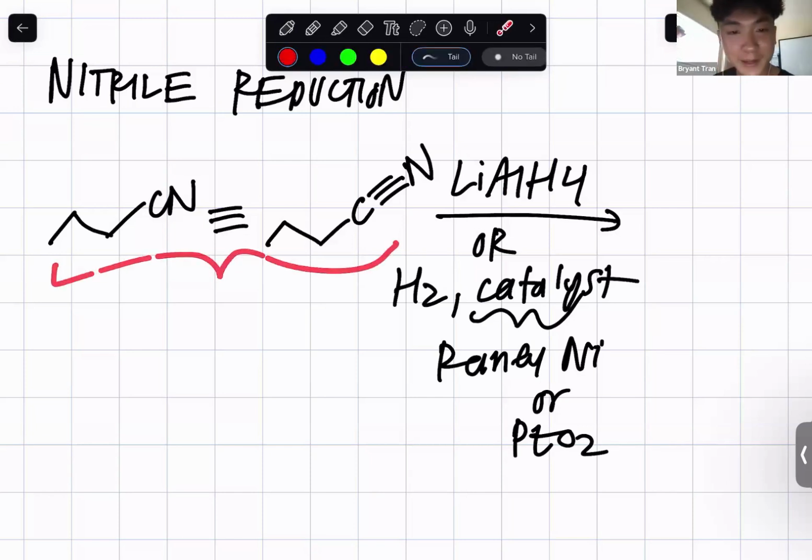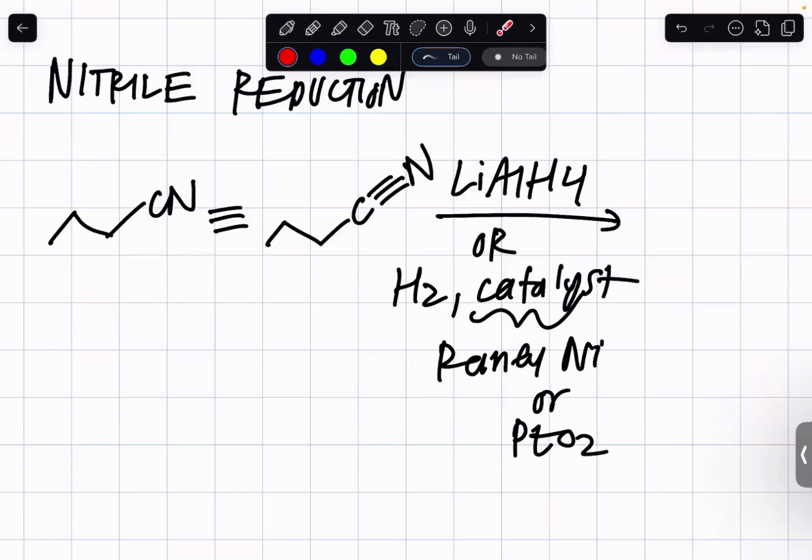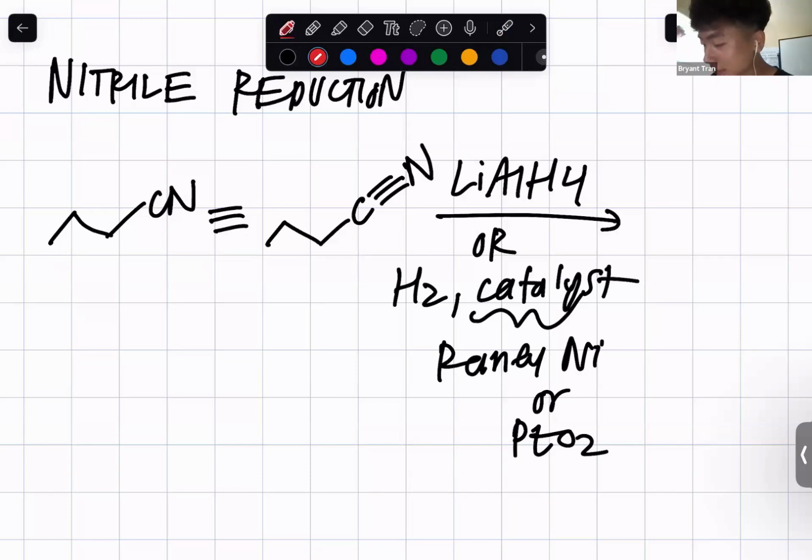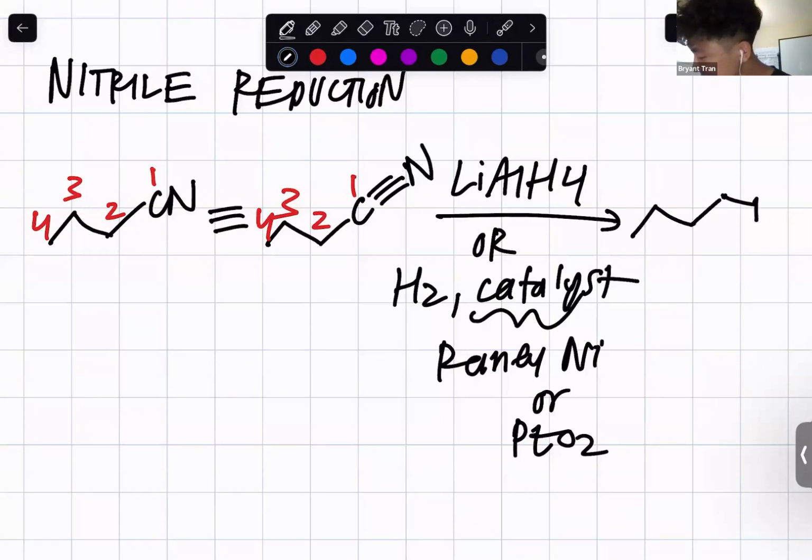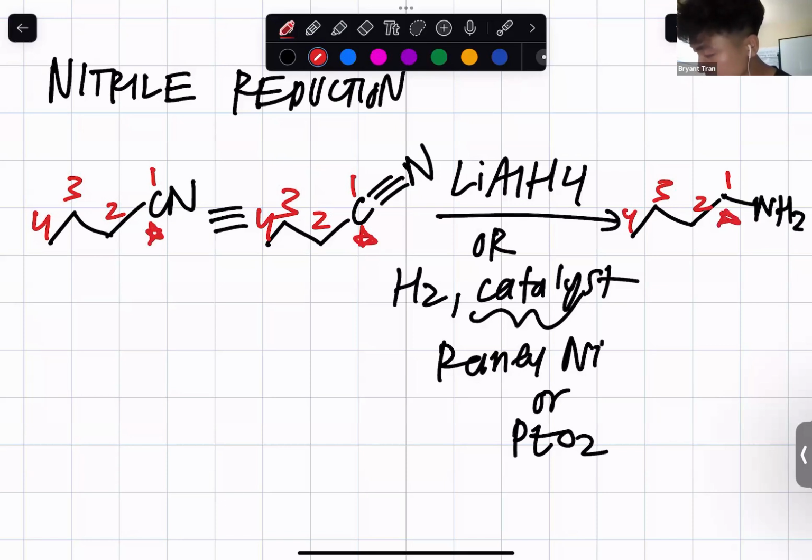So be careful here, because how many carbons do we have in the original reactant? In this reactant here, how many carbons do we have? Four carbons, right? A lot of students forget that the carbon of the nitrile is included as well. So when there's four carbons like that, make sure when you reduce it, this maintains four carbons: carbon 1, carbon 2, carbon 3, carbon 4. The starred carbon here, the nitrile carbon, carbon 1, is that carbon right there.